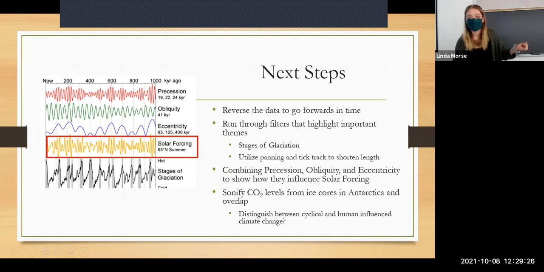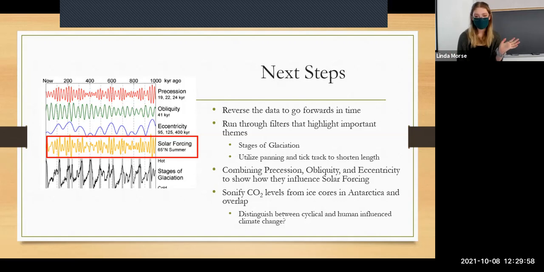And then the last thing that I would really like to do with this data set is I want to take CO2 levels from ice cores in Antarctica and sonify those and overlap them with the energy that the Earth gets from the sun. And I think my theory is that if you overlap them and highlight where things start to stray from their regular patterns, you should be able to distinguish between cyclical and human-influenced climate change. I don't know, but I'm going to try.